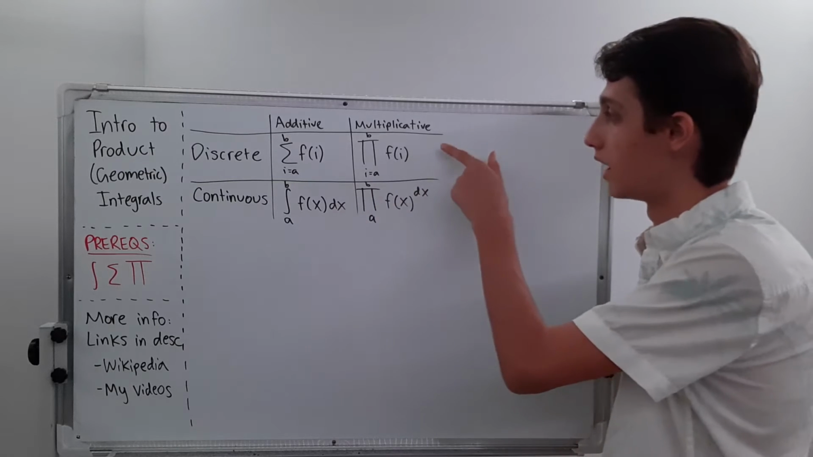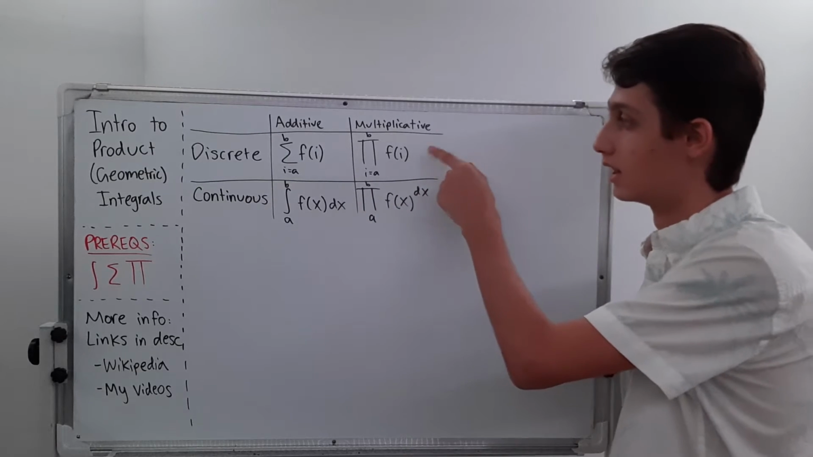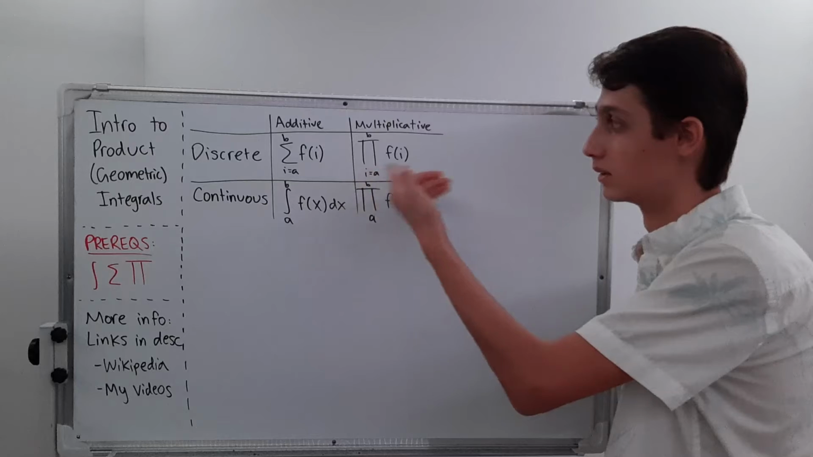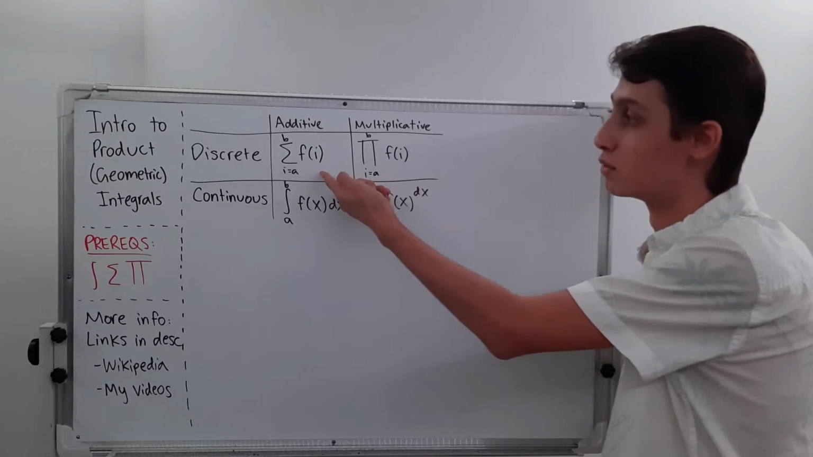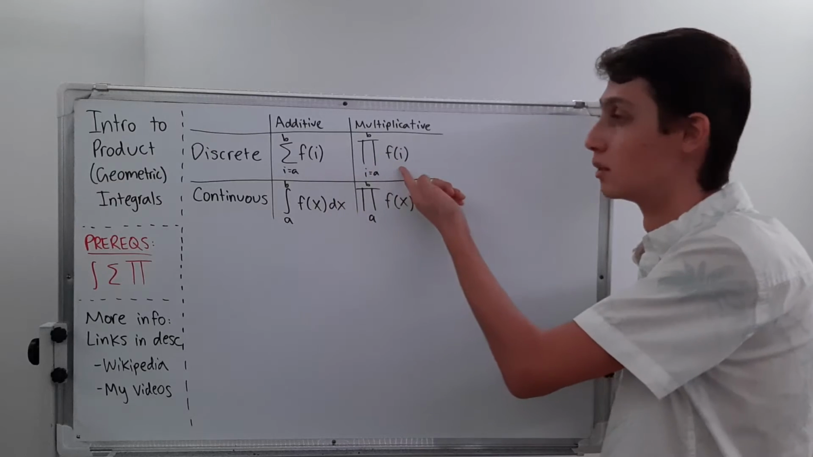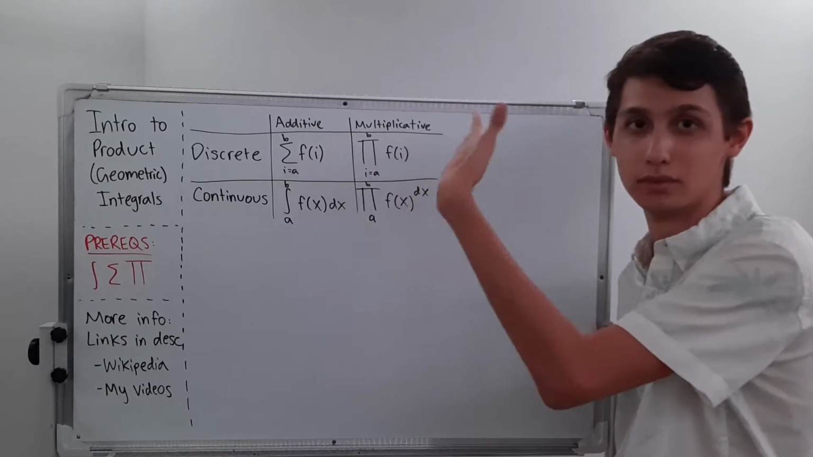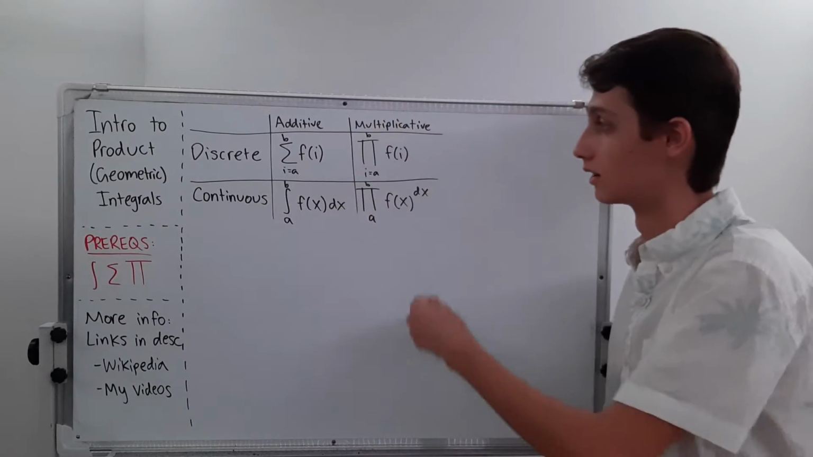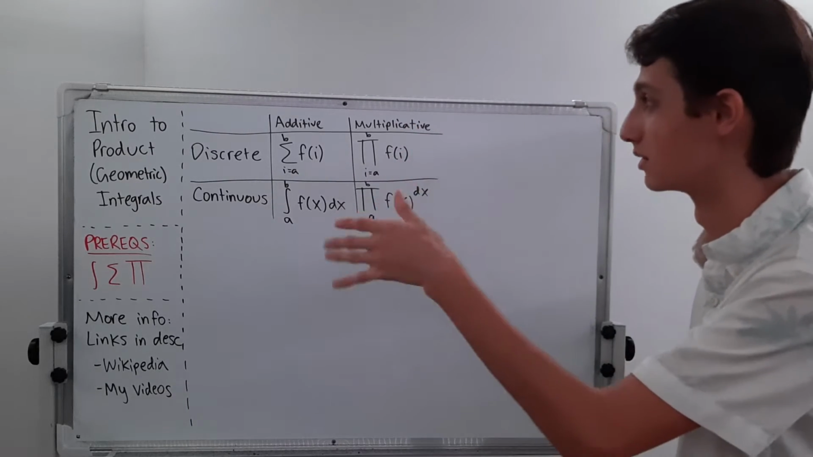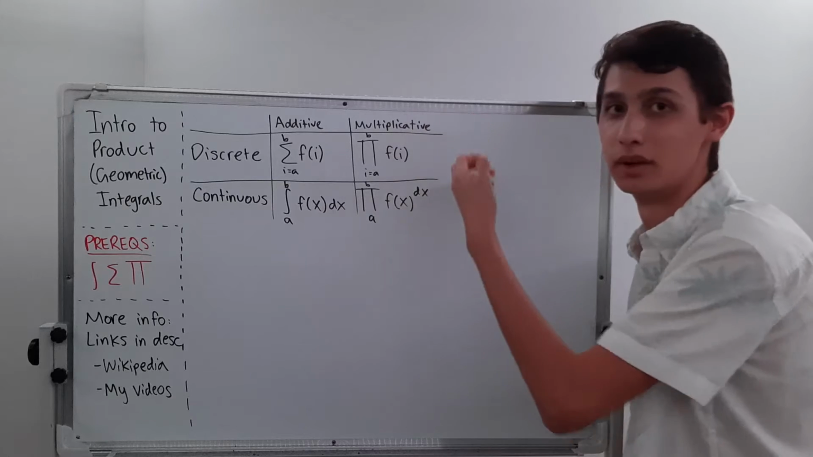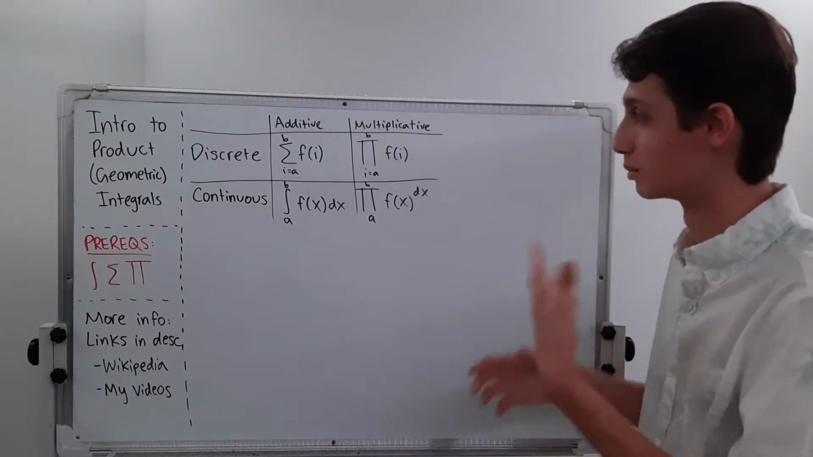Multiplicative, we have our product, and this is basically the multiplicative version of the sum. So this would be f of 1 plus f of 2. This is f of 1 times f of 2 all the way to multiplying to f of n, or in this case f of a times f of a plus 1 times f of a plus 2 all the way to f of b. That's basically what that means.